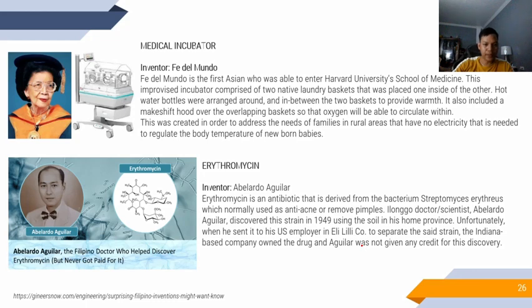his home province. Unfortunately, when he sent it to his United States employer, Eli Lilly, to separate the said strain, the Indiana-based company owned the drug, and Aguilar was not given any credit for this discovery. That is also a bad situation here. That is why it is very important that if we discover something, we have these intellectual property rights. We will apply for it.